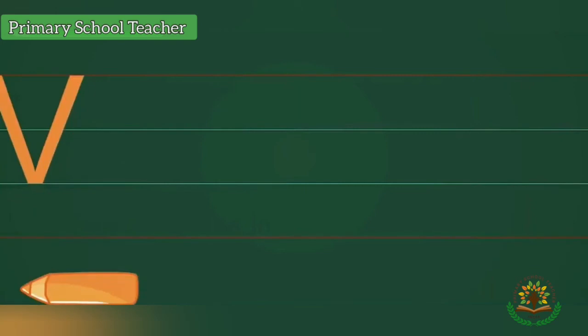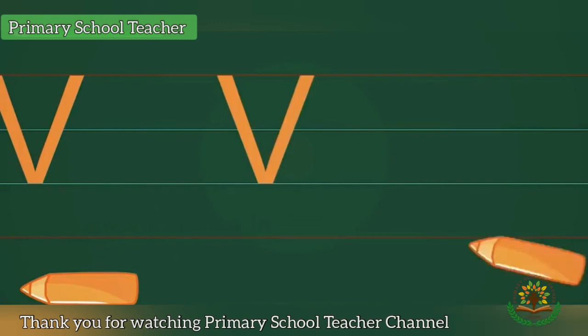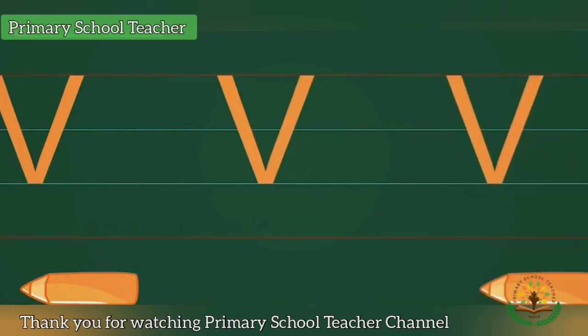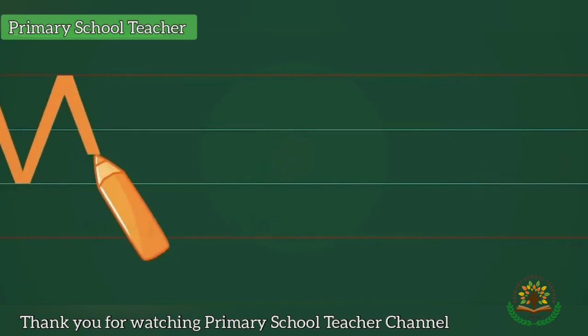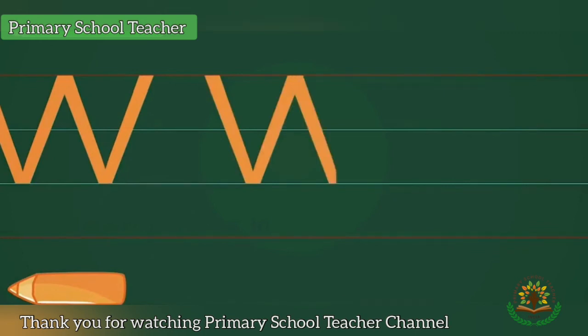V. A cross line, another cross line makes V. Now it's time to write W. When we join two V's together, it makes a W.